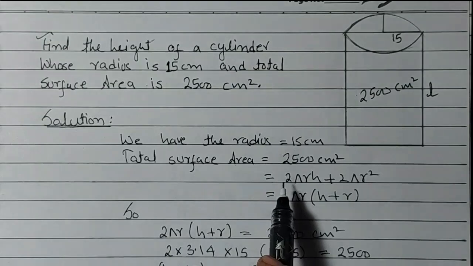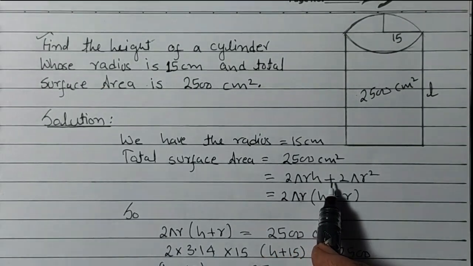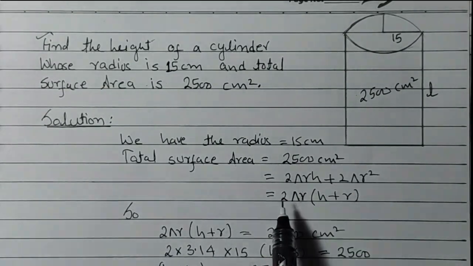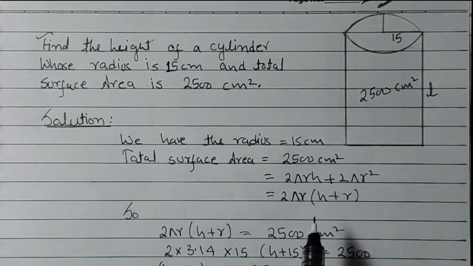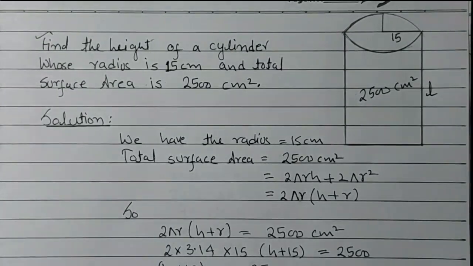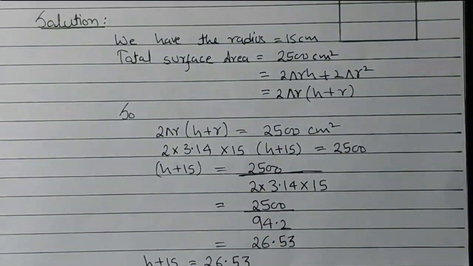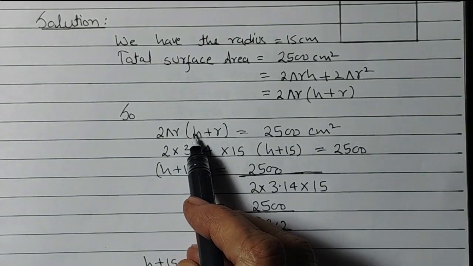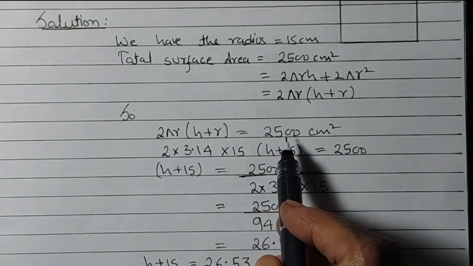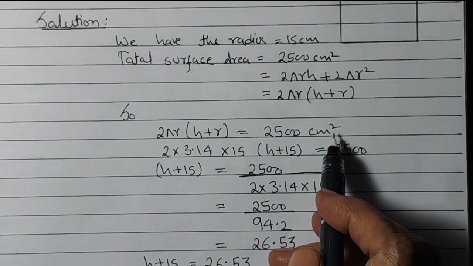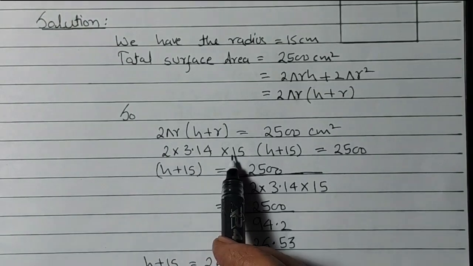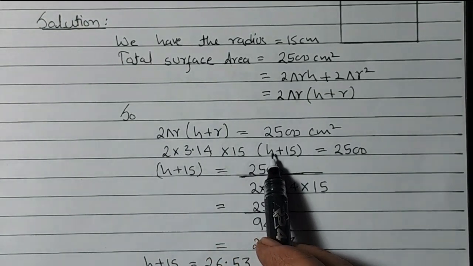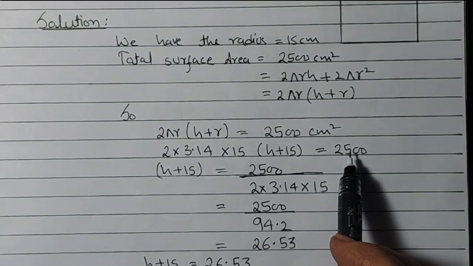So the formula of total surface area is 2 pi RH plus 2 pi R square. So it becomes 2 pi R into R plus H. So after applying the values, it is 2 pi R into H plus R, which is equal to 2500 centimeter square. Now after applying the values, it becomes 2 into pi into 15 into H plus R. R is given, as we have to calculate. It will be equal to 2500.